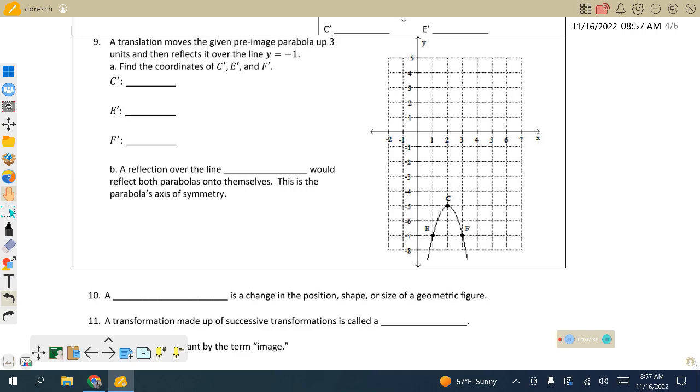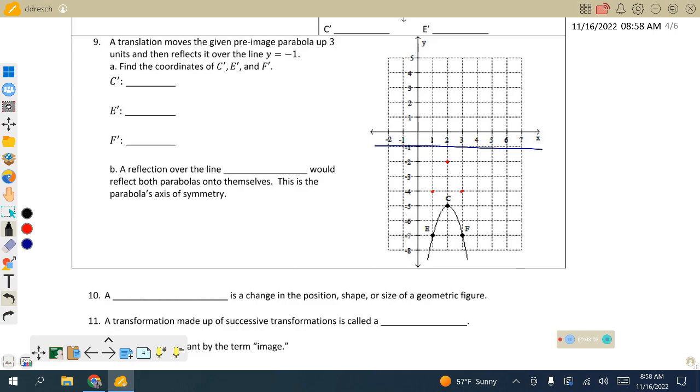So first thing is I'm going to take what? Move it up 3. So I'm going to take C and move it up 1, 2, 3. E goes 1, 2, 3. And F is 1, 2, and 3. Then what we're going to do is reflect it over the line y equals -1. Again, get into your heads: what does y equals -1 look like? Is that a vertical or a horizontal line? Now we're going to reflect those points over that horizontal line.